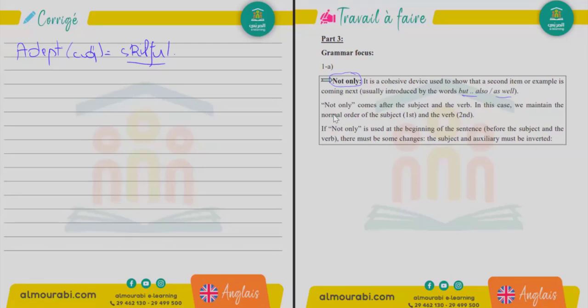If not only is used at the beginning of the sentence, before the subject and the verb, there must be some changes. The subject and auxiliary must be inverted.